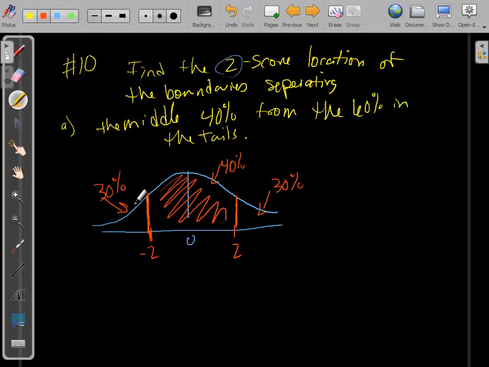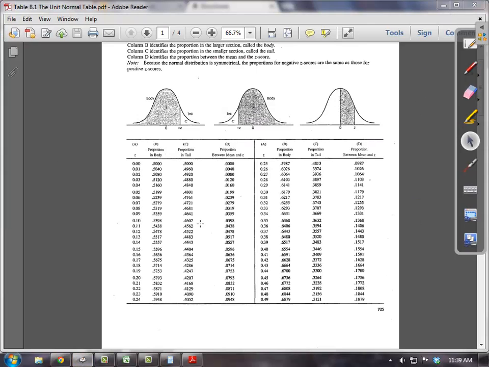Okay, so the picture that we have is really trying to come up with the boundaries, and since this is a symmetric data set, recognizing the middle 40% as really 20% and 20%, what we can do is find the z-score corresponding to, from 0 to z, 20%. So let's switch over to our z table here, and notice that the picture here, between 0 and z, we're trying to find this proportion, and so that's this last column.